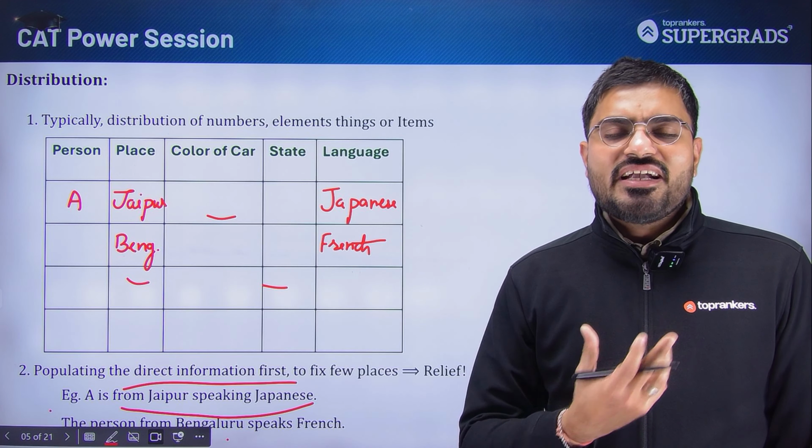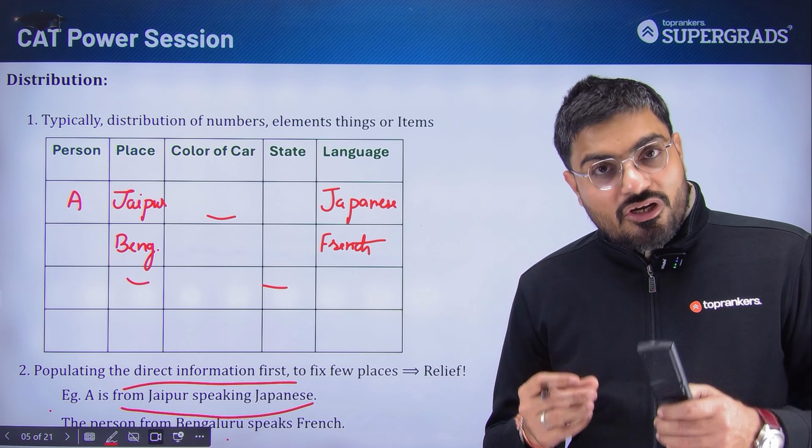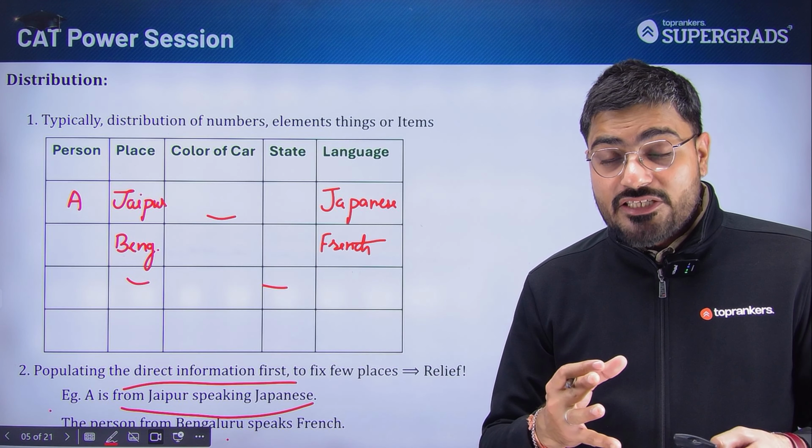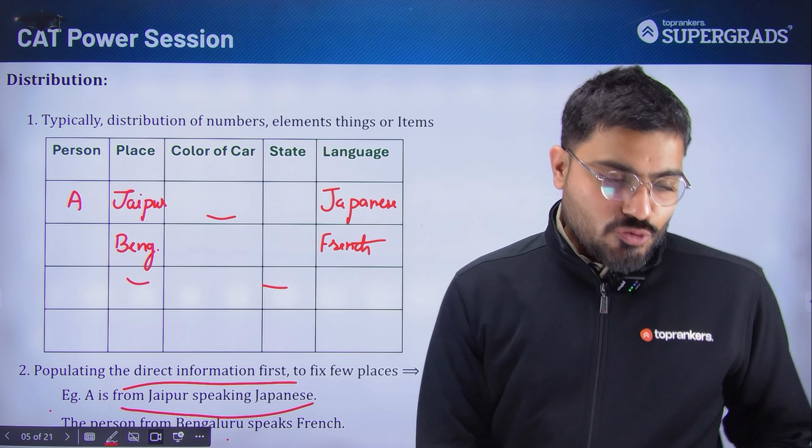Certain things were given directly and you are struggling with which is not given directly. So try and figure out the direct information first and then fill in the table. What next?